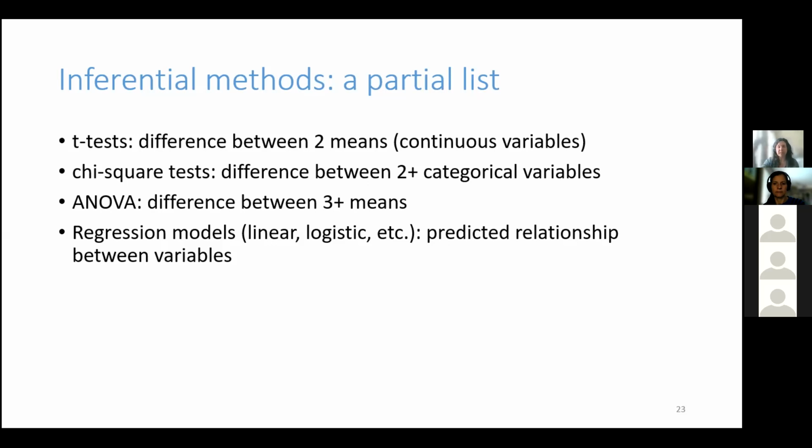So you're looking at differences between categorical variables. ANOVAs are looking at differences between 3 or more means. And then regression models are predicted relationships between variables. I have a slide at the very end about breaking down regression models a bit. So this is a super partial list, but probably the top 4 methods that you will end up using a bunch in your research if you're doing inferential quantitative analysis.